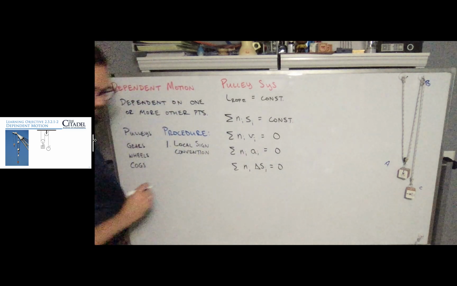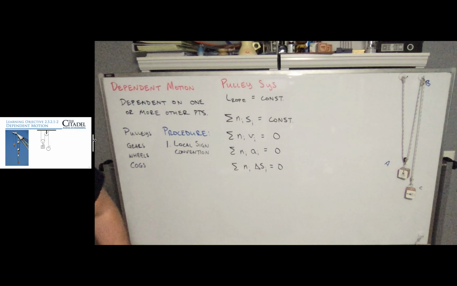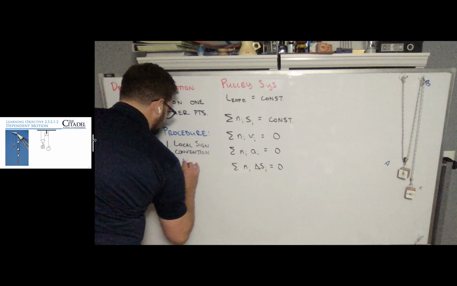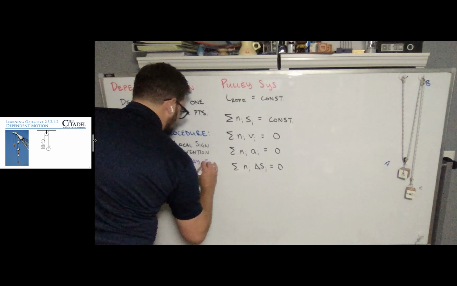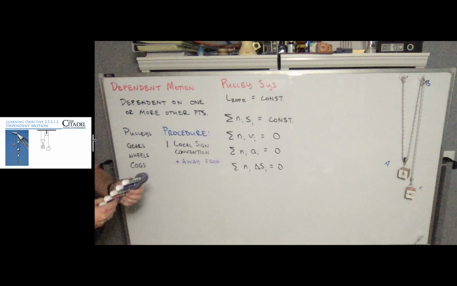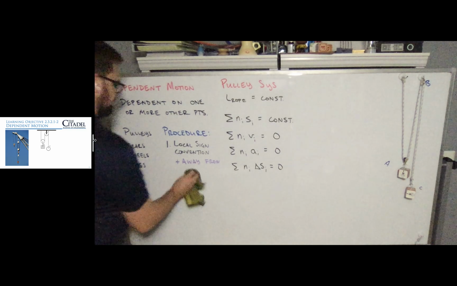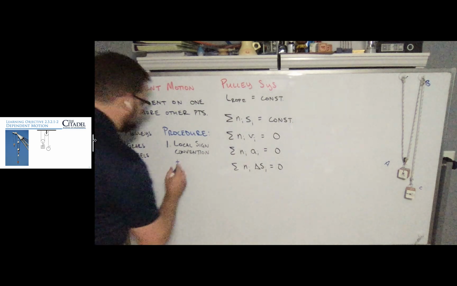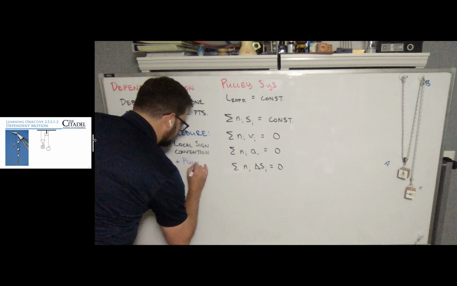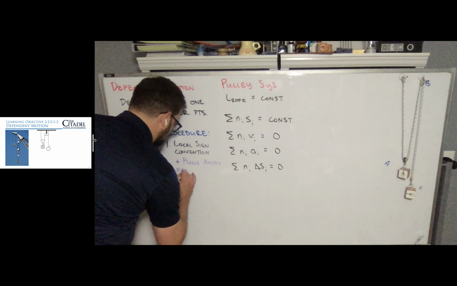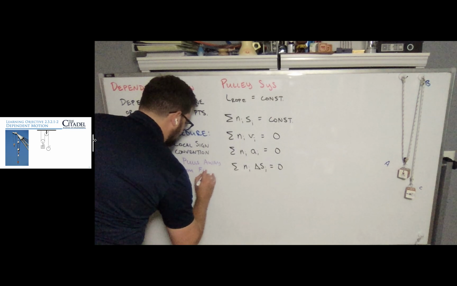Okay, and so for each moving point, we want positive to pull away from the fixed point. It's critical that we say pull, because later we're going to learn about pushing ropes that would create a negative sign convention. Okay, positive pulls away from the closest fixed point.